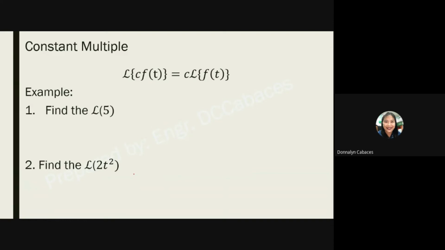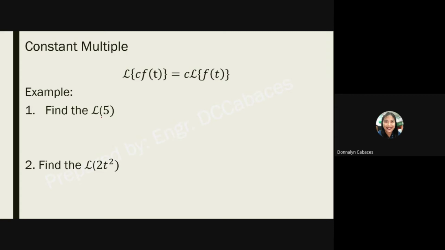Okay. Then we go to the next property, constant multiple. Actually, this is not presented in your module, but this is also important. I just found this in one of the reference books. It is included as one of the properties. What does it mean? If you have the Laplace of a constant times f of t, that is simply equal to the constant times the Laplace of f of t.